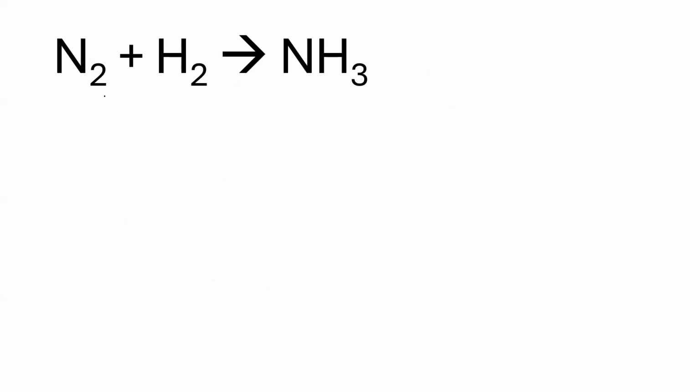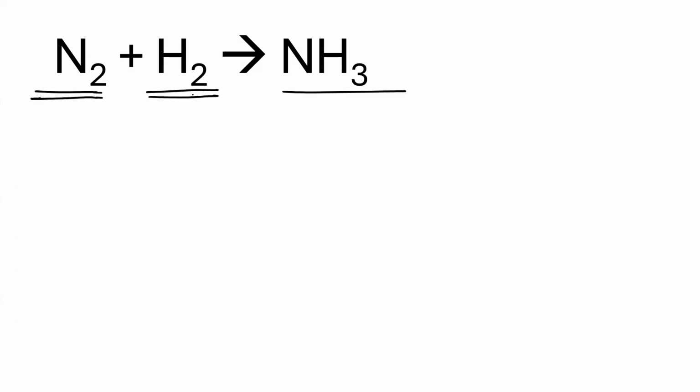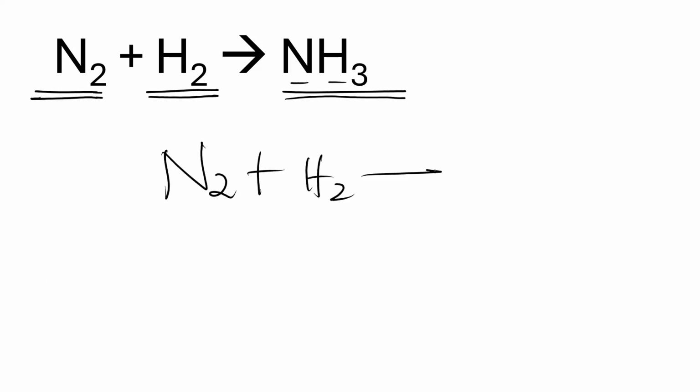Let's start with this very simple example. The first thing that we notice is we have nitrogen and hydrogen reacting to form ammonia. You notice that nitrogen is alone, right? It doesn't have any other elements attached to it. Same with hydrogen. It's also alone here, while on the product side, you have nitrogen and hydrogen together in the ammonia molecule. So how do we deal with this? N2 plus H2 to form NH3.